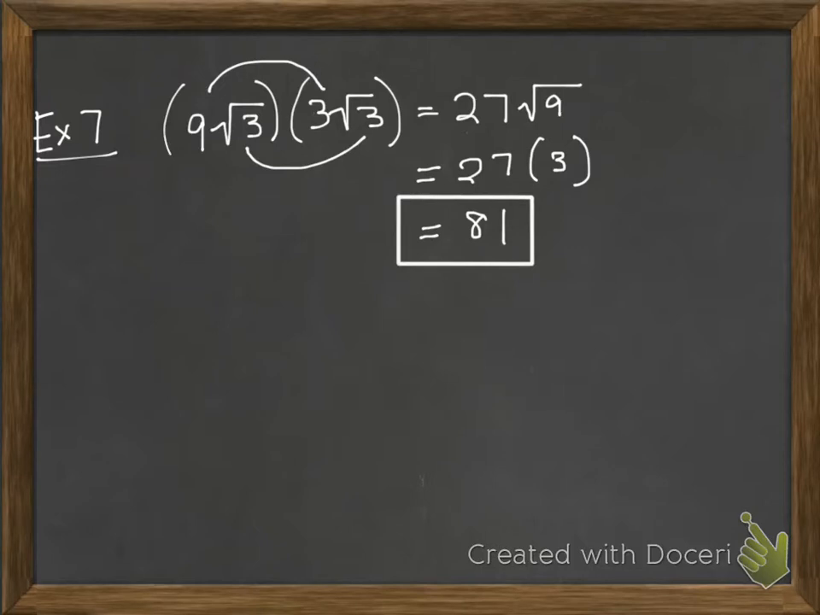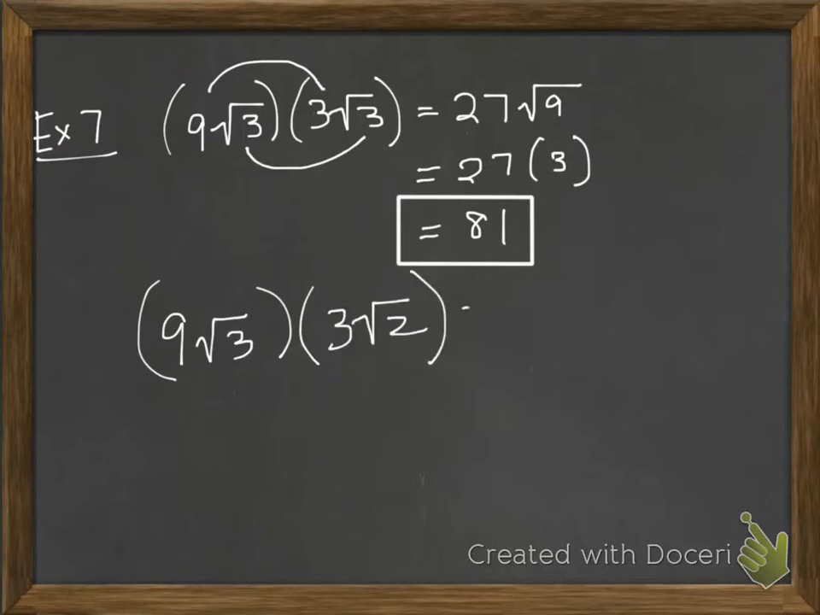Okay? What if I have 9 square roots of 3 times 3 square roots of 2? Can't do anything else. Can I multiply x times y? Yes. Can I subtract x times y? No. X minus y? No. So this is 27 square roots of 6.